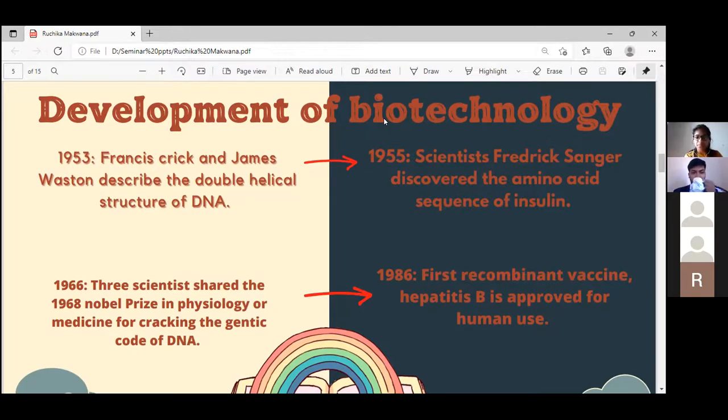Then in 1966, three scientists shared the Nobel Prize in Physiology or Medicine for cracking the genetic code of DNA. Then in 1986, the Recombivax HB vaccine for hepatitis B was approved for human use in several countries.